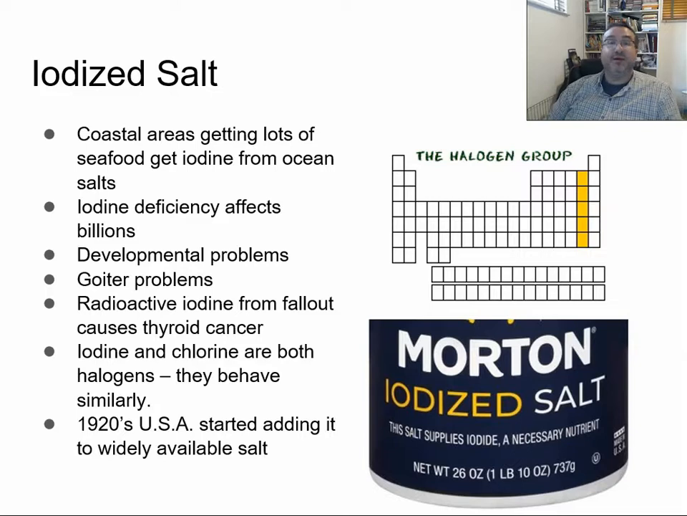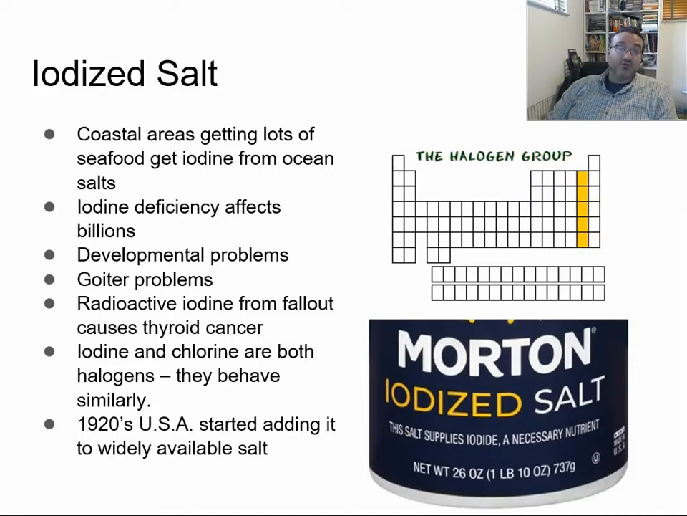If we look at the periodic table, we would see that iodine is in the same group as chlorine, the halogen group, and they behave in chemically similar ways. So, table salt is sodium chloride, but we can also include iodide in there, and it will work similar to how the chlorine works in salt.